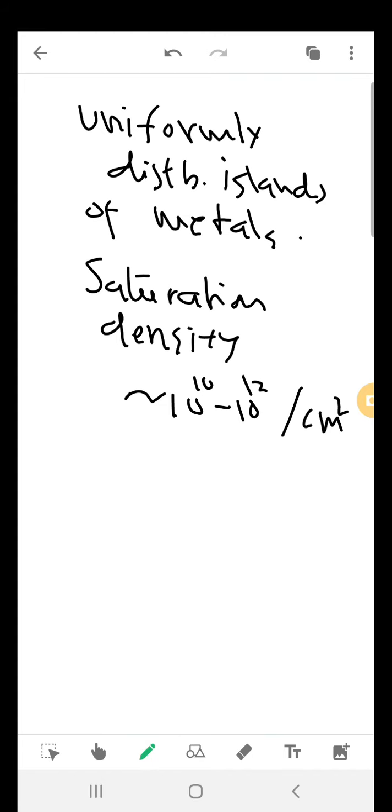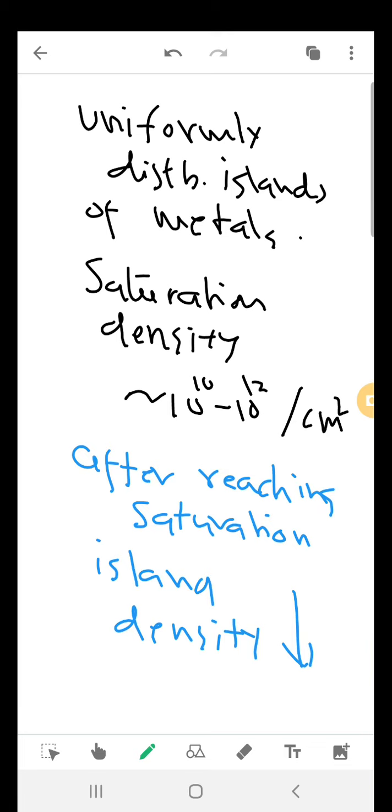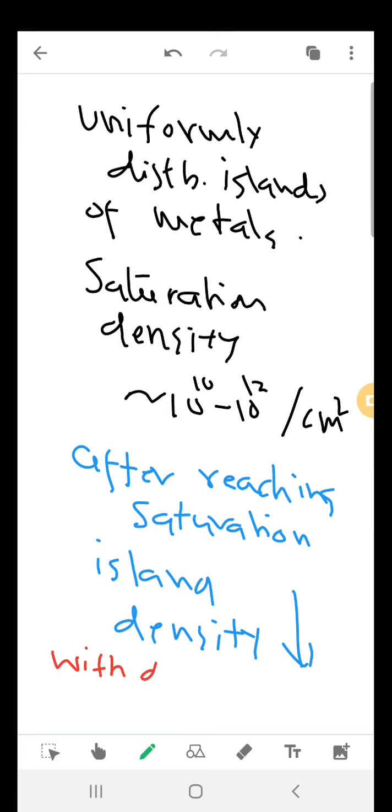Now, after reaching the saturation, the ion density decreases. It comes down with deposition rate and substrate temperature Ts, and also with subsequent film growth. If there is film growth also taking place, then also the ion density will come down.